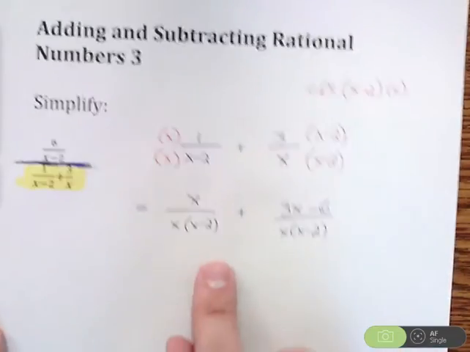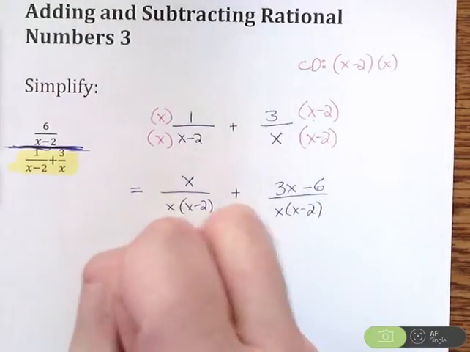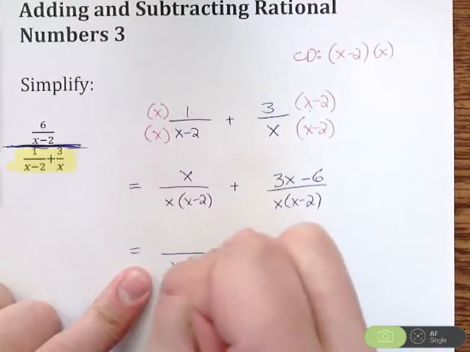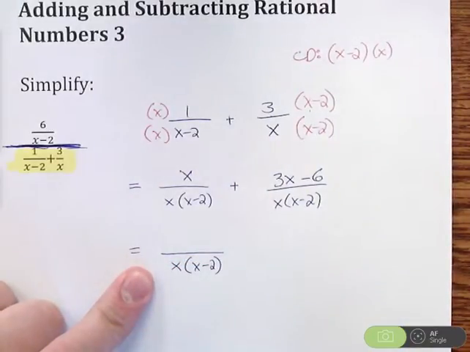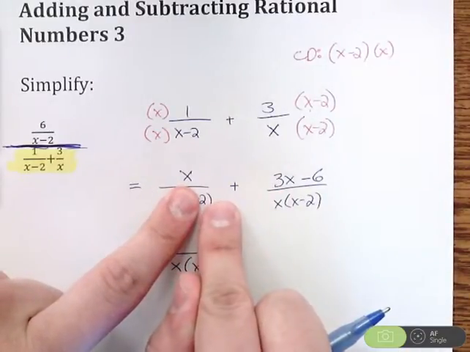So I now have my common denominators. I'm ready to add and subtract here. What this is going to look like is my denominator is going to stay the same, still have an x and an x minus 2. But up top I have an x plus a 3x minus 6. So I'm starting with the highest power, x.